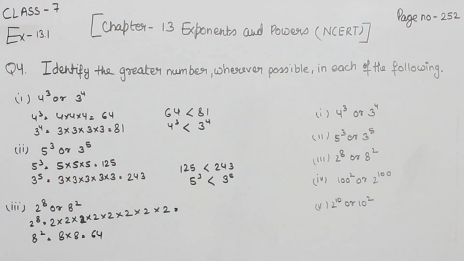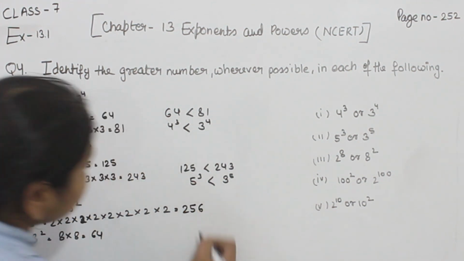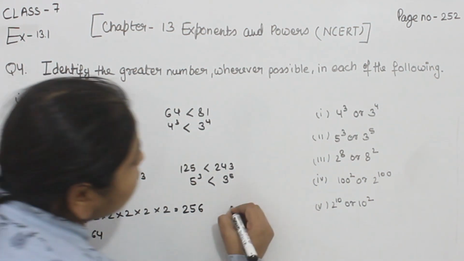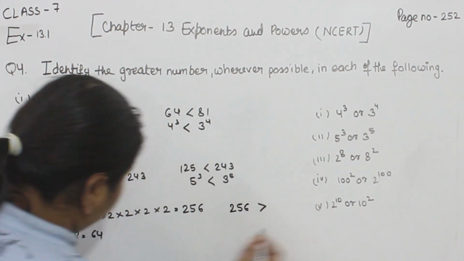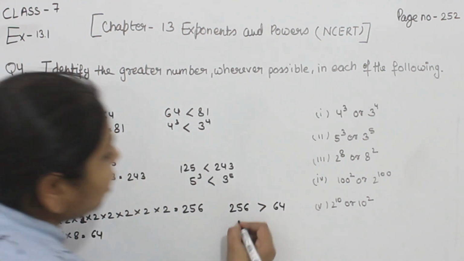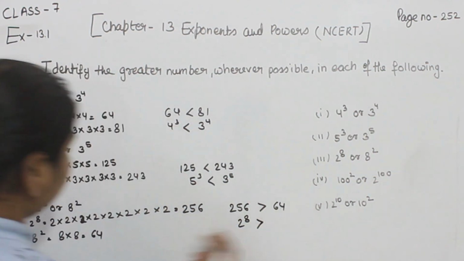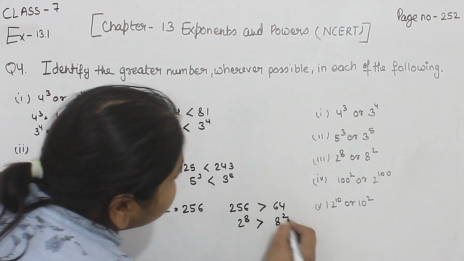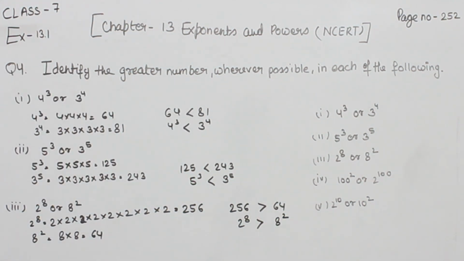Now we are going to multiply it. So 2 to the power 8 means 256. Now in this one, 256 is the greater one. And this 256 is representing 2 to the power 8. So 2 to the power 8 is the greater number. So this is the part 3.